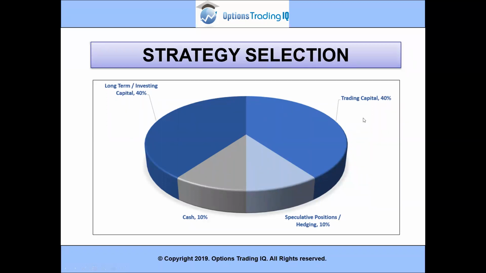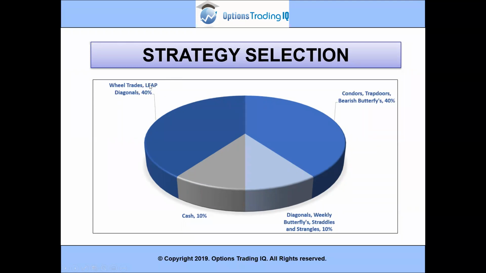Then 40% into trading capital. This is where we're doing things like condors, trapdoors, butterflies, credit spreads. I want to have 10% of my account for speculative positions where I might take some directional exposure, do some hedging. So when volatility is really low, I might be buying some VXX calls, things like that. Minimum 10% in cash for adjustments and things like that. So that's how I split things up. Obviously, you can do whatever you like, but this is something that I find works for me.